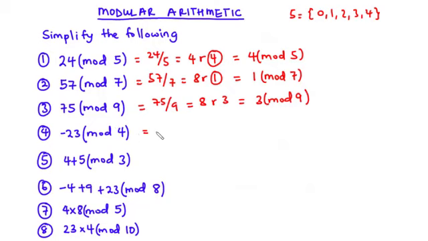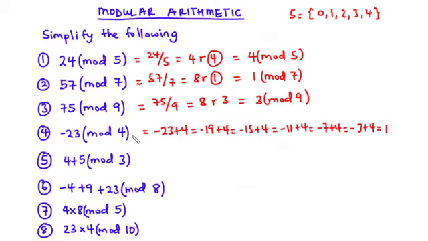So we have negative 23 plus 4. That will be equal to negative 19 plus 4. That will be equal to negative 15 plus 4. Negative 11 plus 4. Negative 7 plus 4. Negative 3 plus 4. That will be equal to 1. So we are going to have 1 mod 4.